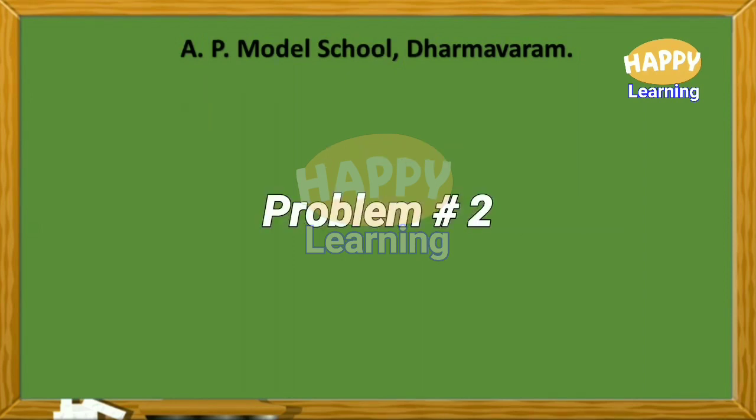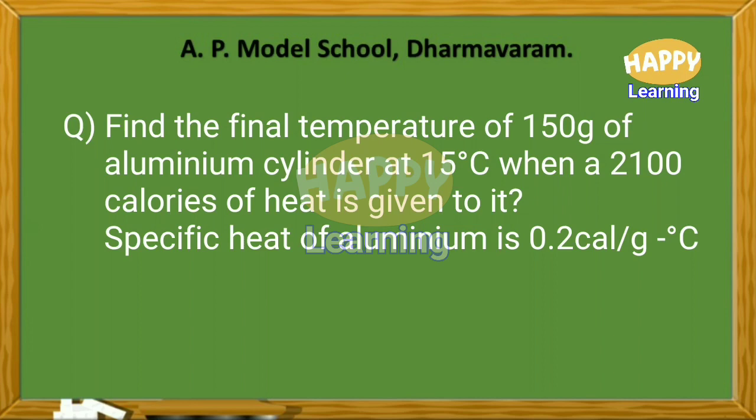Problem number 2. Find the final temperature of 150 grams of aluminum cylinder at 15 degrees Celsius when 2100 calories of heat is given to it. The specific heat of aluminum is 0.2 calorie per gram per degree Celsius.